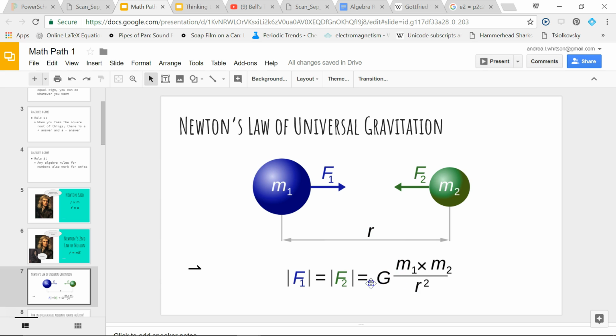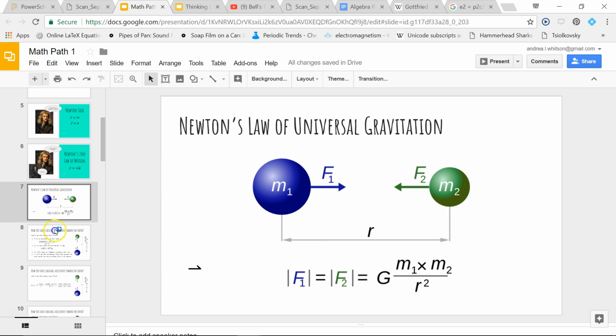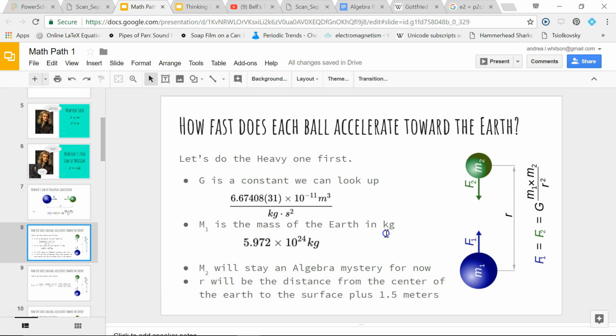Okay. And this is equal to a big old constant G, the mass of, in our case, the Earth, and the mass of us, which is m2, divided by the distance between squared. But these can be any two masses, as we saw in our homework. So how does each ball accelerate towards the Earth when we are dropping the heavy and the light ball from the towers, right? So we can look at the heavy one first and say G is a constant we can look up. You can actually Google it, it comes up just fine.